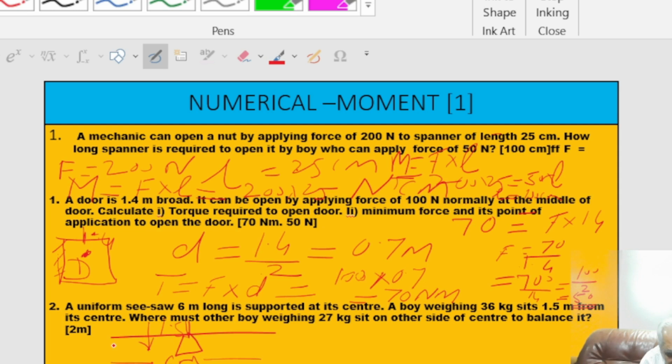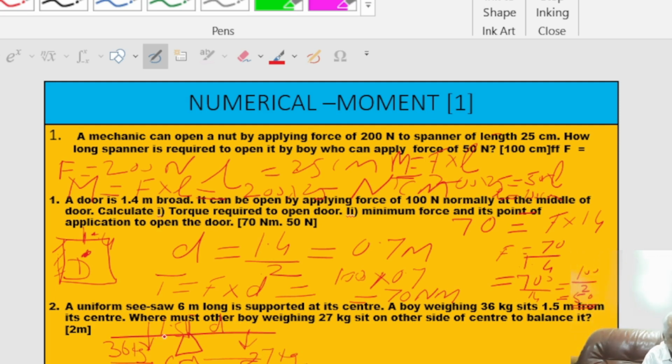36 kg is the mass of the boy sitting at 1.5 meter from the center. Where must the other boy, 27 kg, sit? The mass of this boy is less, so the distance has to be more. Here a boy of 27 kg is sitting, and we want to calculate his distance from the center.